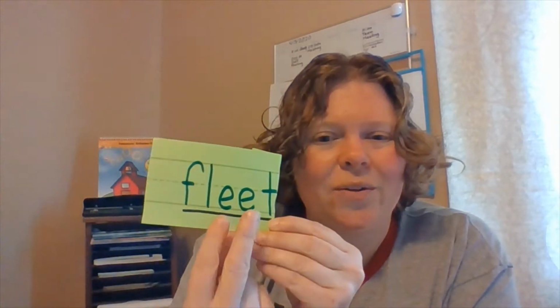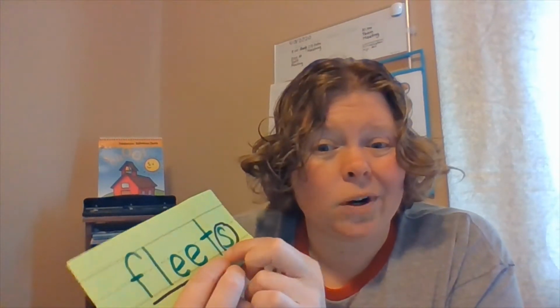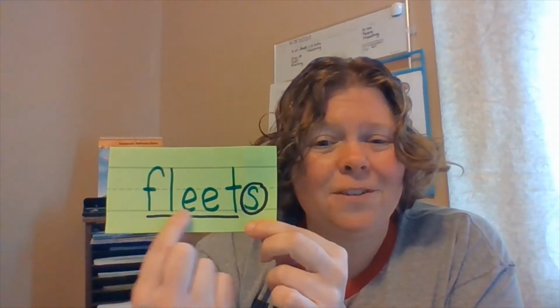There's one more word that I want to introduce to you today. This one has a suffix that we already know. This word is fleet. So we know that EE says E, so I can sound this blend out full, eat, fleet. A fleet is a big group of ships that sail together. Sometimes there could be more than one group, so that would be fleets.